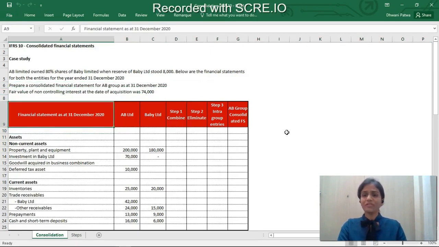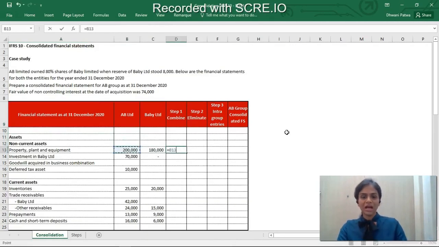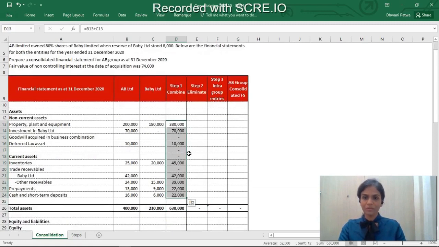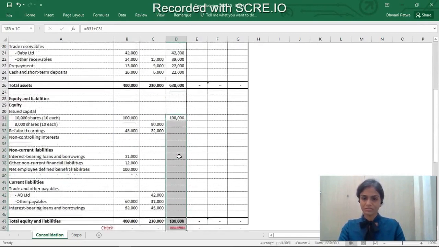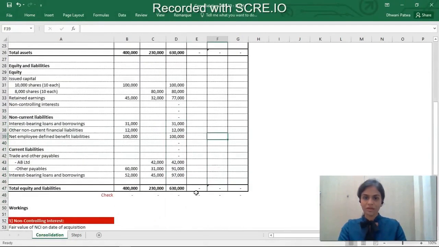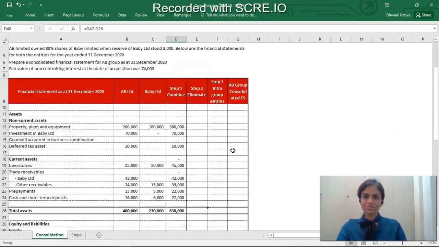Now let's look at the steps of how to consolidate using IFRS 10. First, we combine the items of assets, liabilities, equity, income, expenses, and cash flows of both the parent as well as the subsidiaries. Let's do that. We add the parent's and the subsidiary's assets and liabilities line by line. Over here, the format of the parent and the subsidiary's financial statement is exactly the same. So we just add it. Our check turns out to be nil, which shows that there is no error. Let's do the second step.